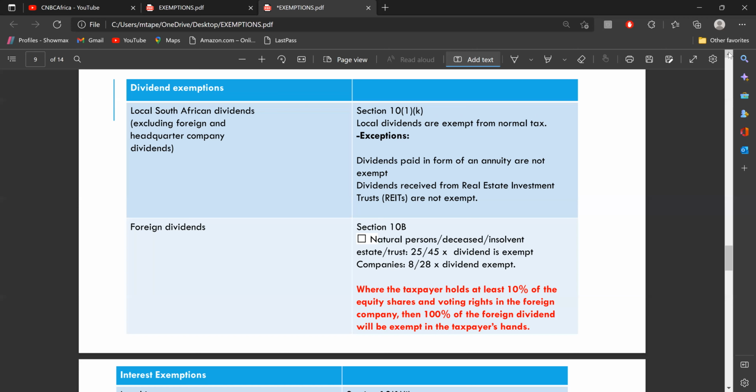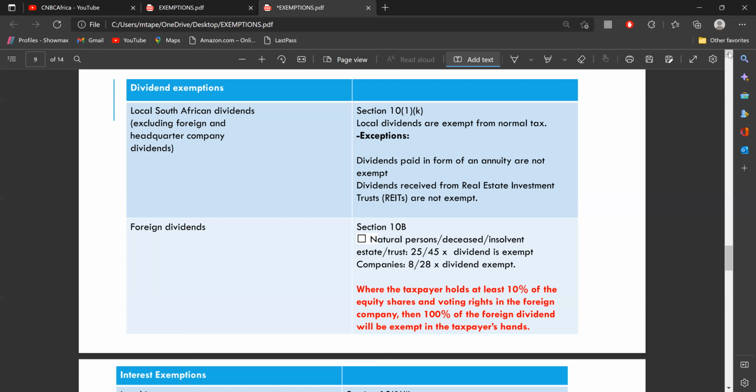Then there's section 10B for foreign dividends. For natural persons, deceased and insolvent estates, as well as trusts, the exemption is 25/45 of the dividend that has been received. And for companies, the exemption would be 8/28 times the amount of the dividend that has been received.